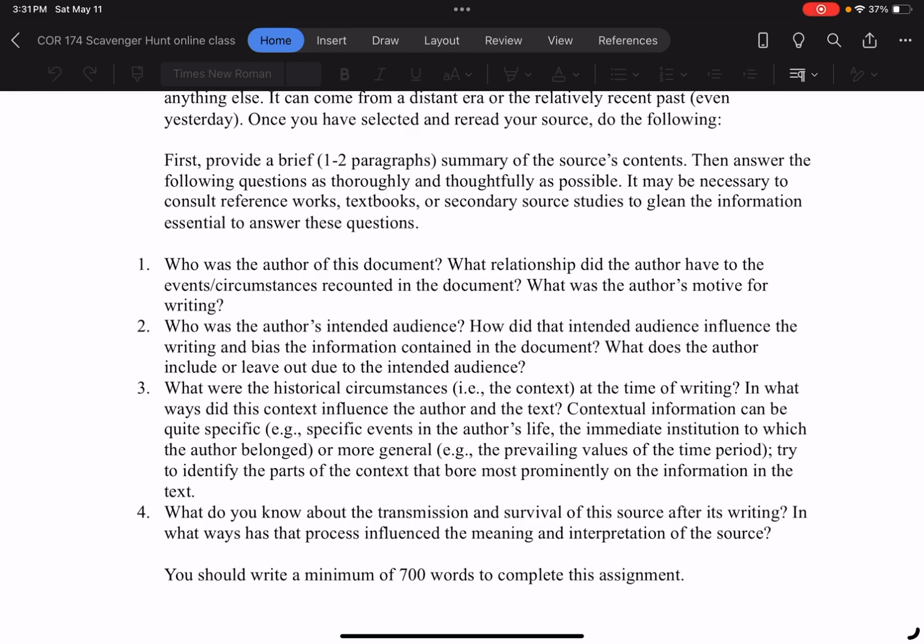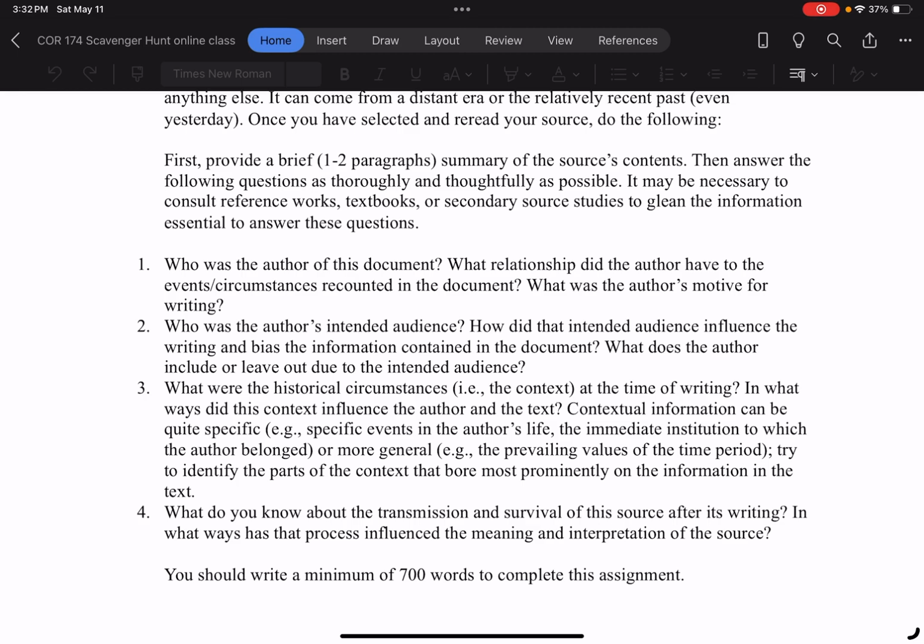Try to talk about the specific stuff and maybe the more general stuff, but focus on the parts of the context that bear most prominently on the information in the text, right? Don't put in things that are irrelevant. I suppose things that might appear on the surface to be irrelevant can actually be quite relevant, but you have to explain that relationship. And then the fourth one, and you may not be able to answer this, and it might not even be relevant, honestly, depending on what source you're using.